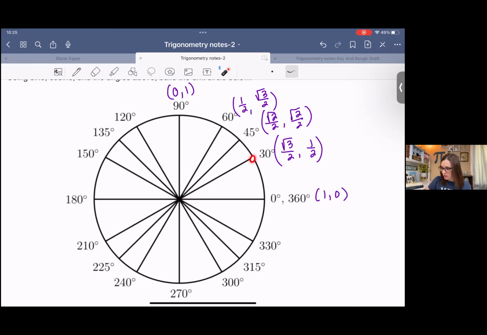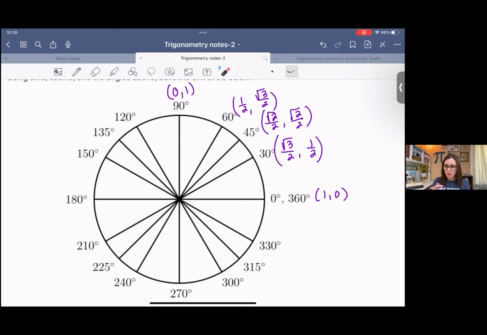Now 30 degrees, I'm going to go over square root 3 over 2, up a half. And so that's x, y. 45 degrees, I'm going to go over root 2 over 2, up root 2 over 2. And then 60 degrees, I'm going to go over a half, up root 3 over 2. 90 degrees, I go over 0, up 1. And so that's what those points are. And we found the values of those points using the triangles in the previous examples.